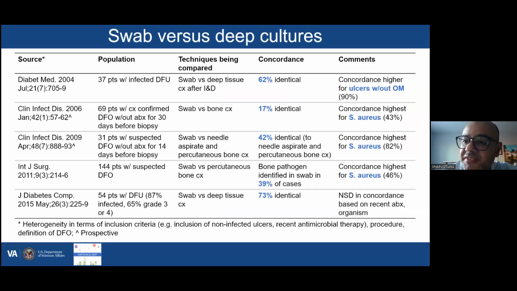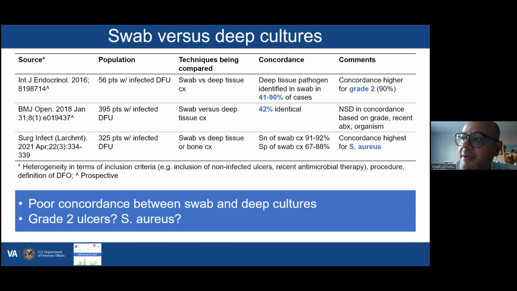And the question always comes up if we can do superficial cultures versus deep cultures. There's a lot of retrospective studies on it, but the bottom line from all of them is that there is poor concordance between a superficial swab and a deep culture. So we prefer deep cultures. There may be some concordance with more severe ulcers, more deep ulcers, or if there's pus and Staph aureus.